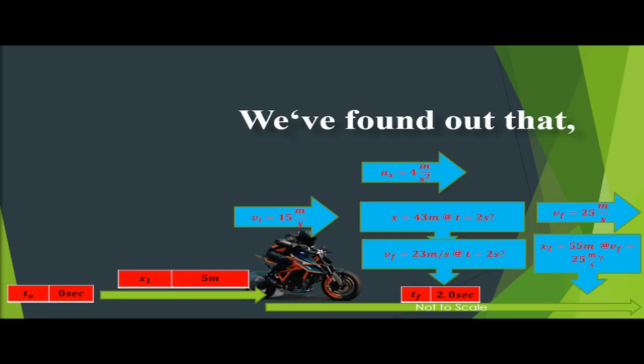We've found out that t sub 0 is 0 seconds. T sub f is 2 seconds. X sub 1 is 5 meters. V sub i is equal to 15 meters per second. A sub x is equal to 4 meters per second squared. The final velocity, v sub f, is equal to 25 meters per second. The position at time of 2 seconds is 43 meters. The final velocity at time of 2 seconds is 23 meters per second. The position of the motorcyclist at v sub f, 25 meters per second, is 55 meters.